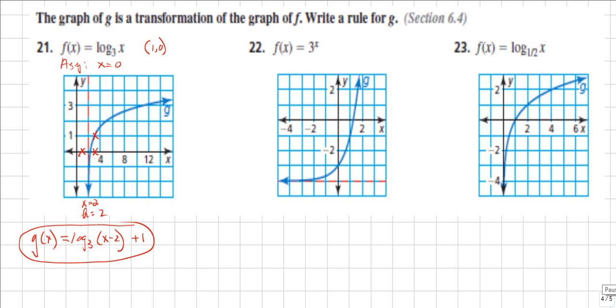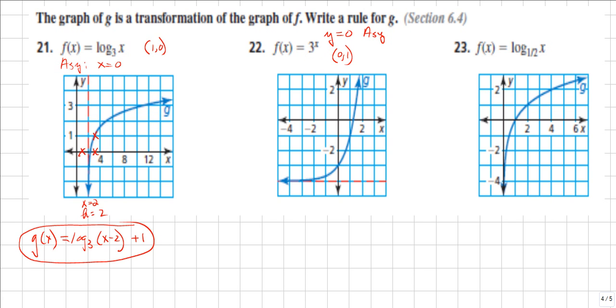Okay, moving on to the next one, we see that we have an exponential, and here's the parent. And remember, the parent graph of an exponential will have the asymptote at y equal to 0. That's the asymptote. So if we see where the asymptote goes, we can see what the shift in the y direction is. And we know that the parent graphs will always have a point. If I put a 0 in for x, I get a 1 for y. So they will always have the point (0, 1).